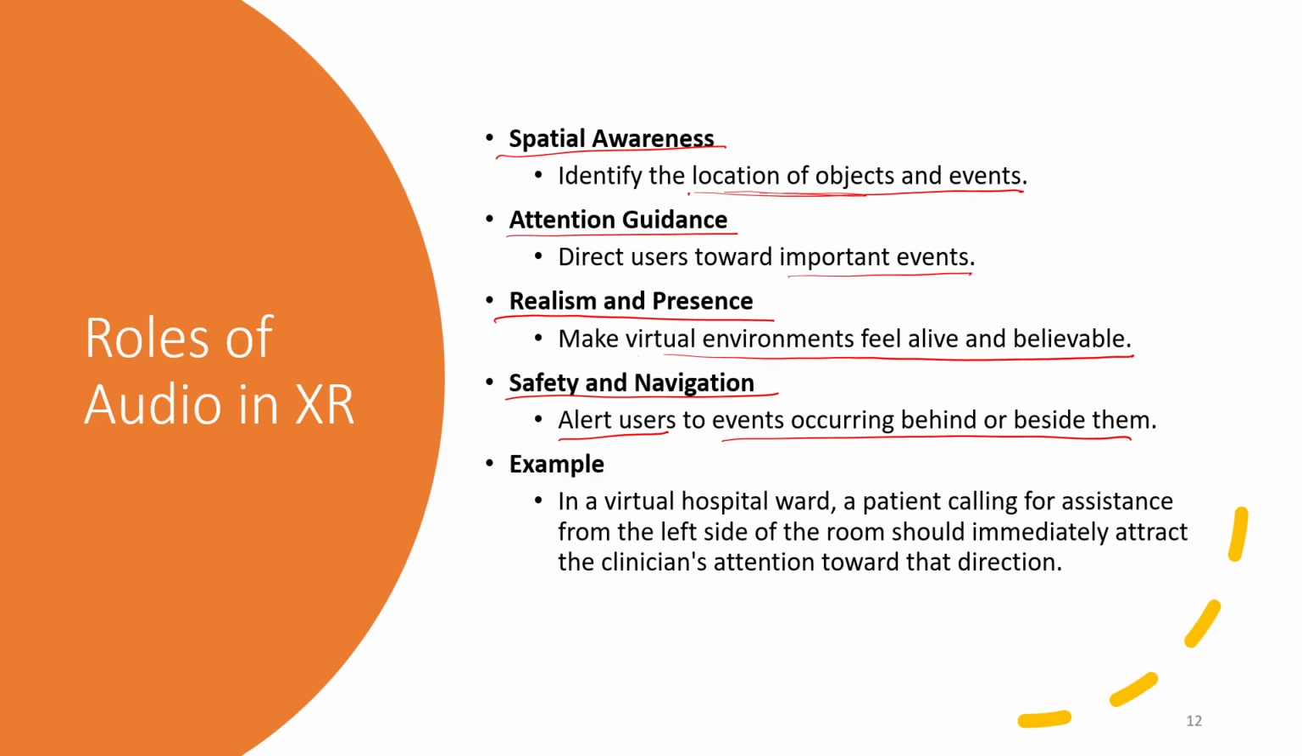Let us say you are in a virtual hospital world on a virtual app that has been loaded onto a headset. A patient calling for assistance from the left side of the room should immediately attract the clinician's attention towards that direction. So, on hearing sounds of help, if the sound is coming from the left side, we should go towards the left, and if the sound is coming from the right side, we go towards the right. So, let us say you are a clinician who hears the sound of somebody calling for help in the virtual world, then you may use your navigation controls to navigate to the left side if the sound is coming from the left side.